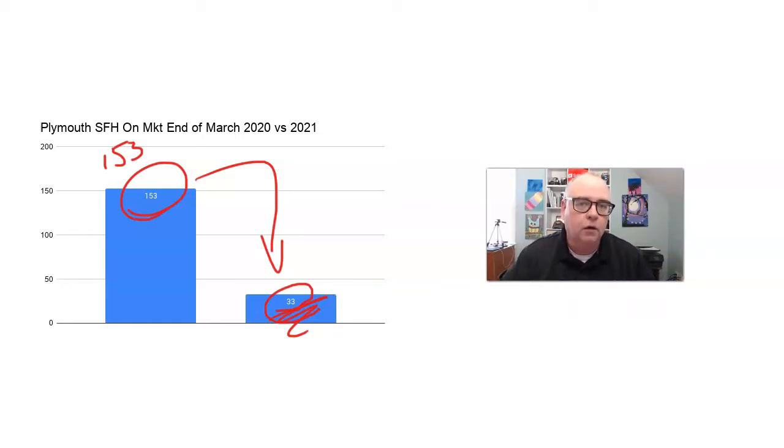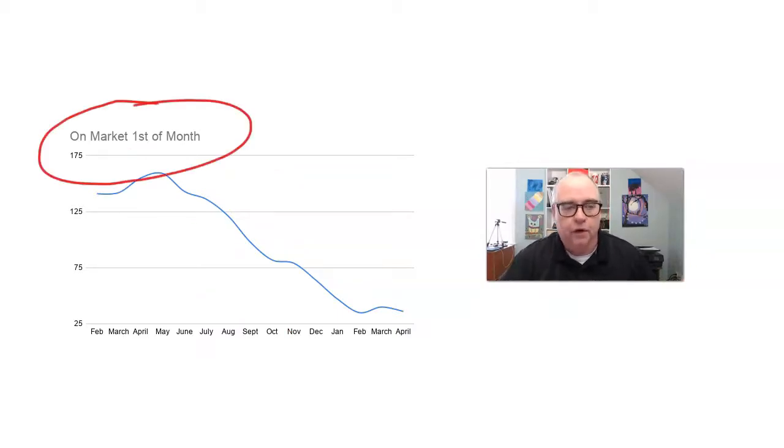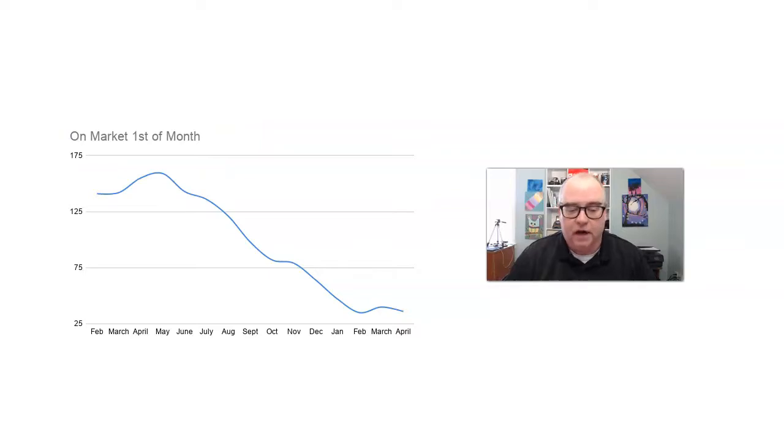Let me give you a larger historical trend just to give you an idea of how low the inventory is in Plymouth. And I was just talking to one of my other agents a few minutes ago, this is probably replicated in many other locations across the state. Take a look at this trend chart from the beginning of last year. Look at this chart of inventory on the market on the first of the month in Plymouth over a little bit more than a year, starting in February of 2020 until April of 2021.